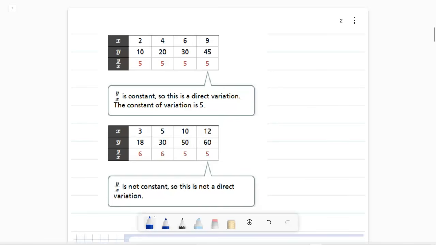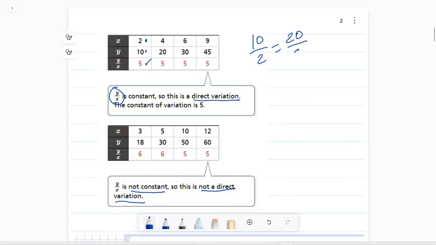Okay, now we're going to take a look at these two tables and see that if the y over x is constant, then it will be direct variation. If the y over x is not constant, then it is not direct variation. So remember what I told you, that k equals the y over the x. They took the 10 and the 2 and divided them. 10 divided by 2, that's how they got 5.